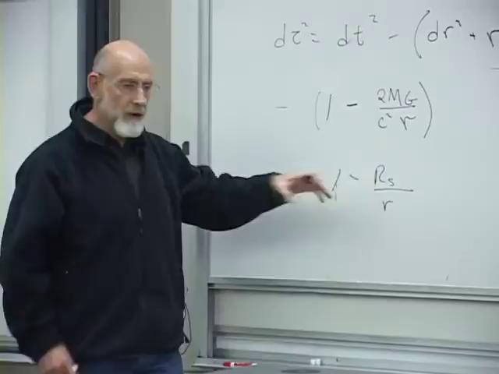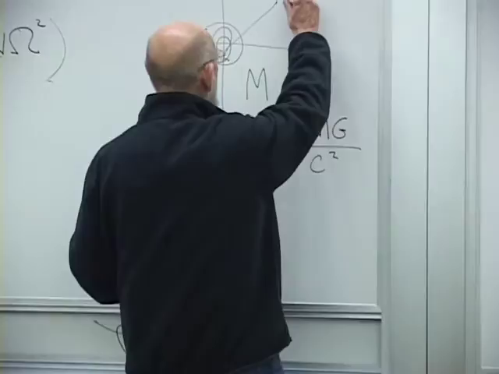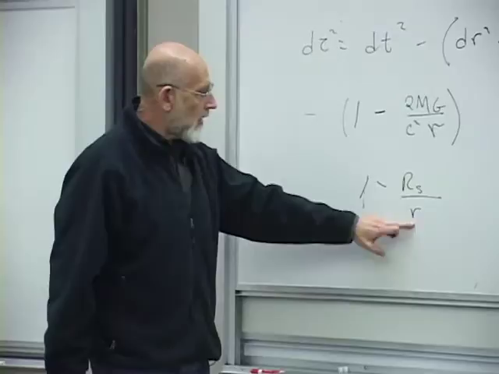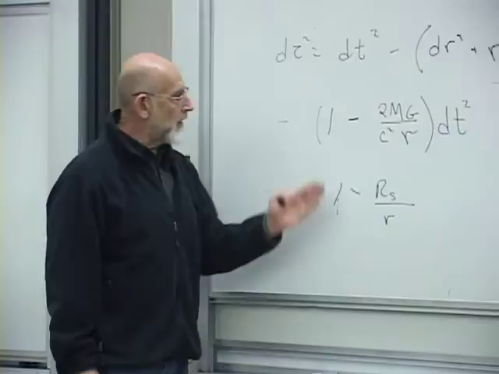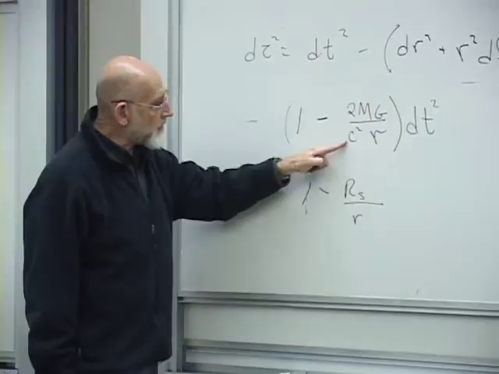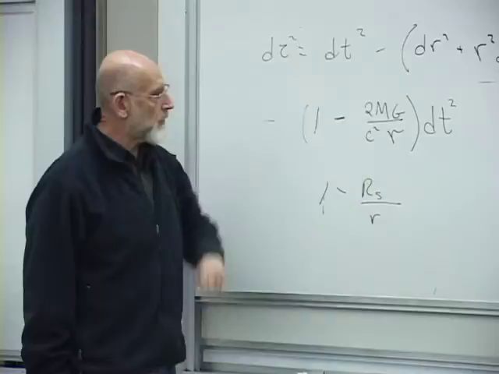Here, little r is the point of interest and r Schwarzschild is the radius of the horizon. We're interested in points far from the black hole for a moment, or at least out beyond the horizon, so little r is bigger than big R here. That gets multiplied by dt squared, replacing this. Now this looks good. When little r gets big and we go far from the black hole, this becomes small, and we just get back 1 times dt squared.